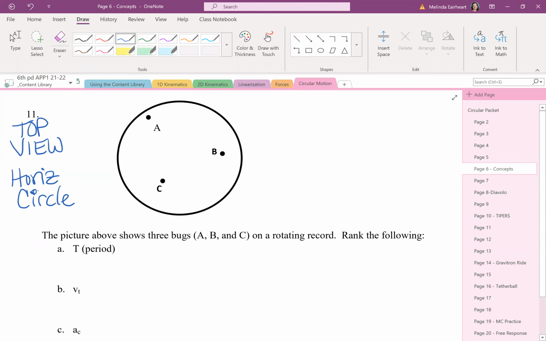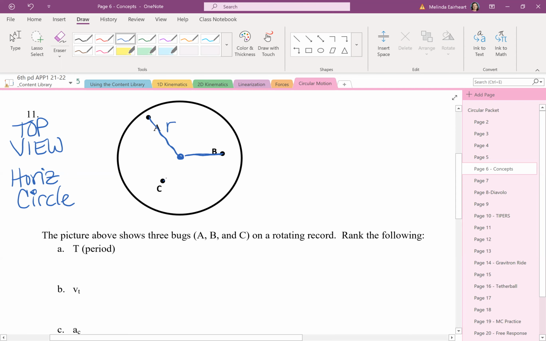The center, because we want to talk about radius. Now, is that the exact center? I mean, I hope it's close. Get your ruler out, you can find the exact center, but there's going to be a center. And so the distance from their position to the center is what we would call the radius.